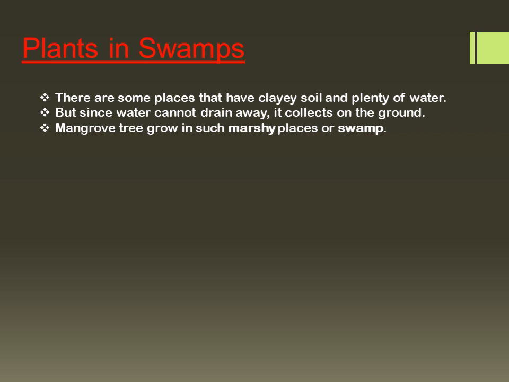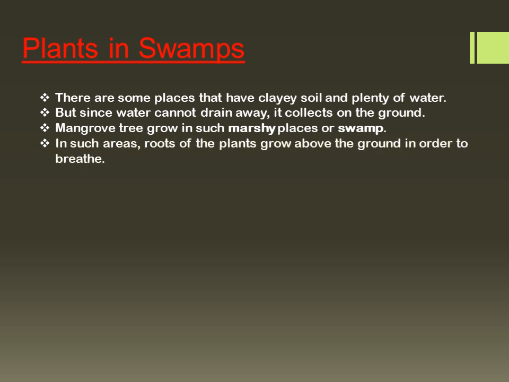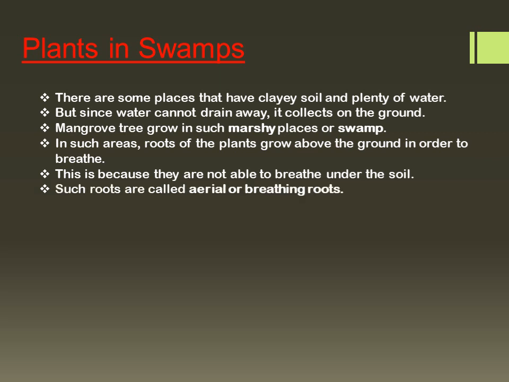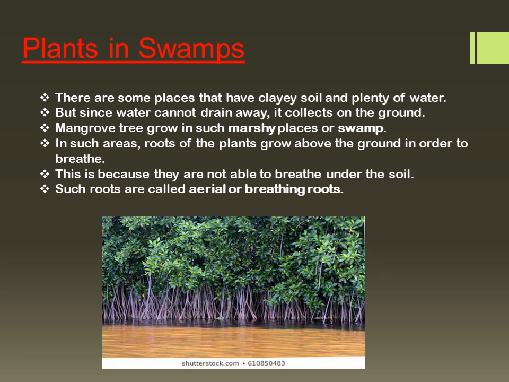Mangrove trees grow in such marshy places or swamps. In such areas, roots of the plants grow above the ground in order to breathe, because it becomes very difficult for the roots to breathe below the ground as the texture of the soil is clayey. Such roots are called aerial or breathing roots. The plant matter found beneath the areas with water, like swamps, gradually turns into coal.